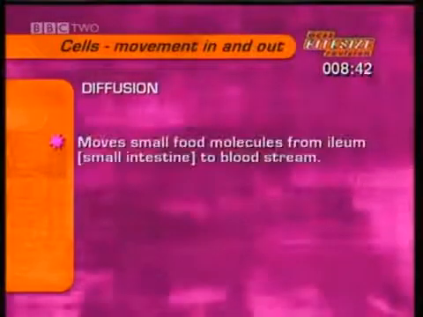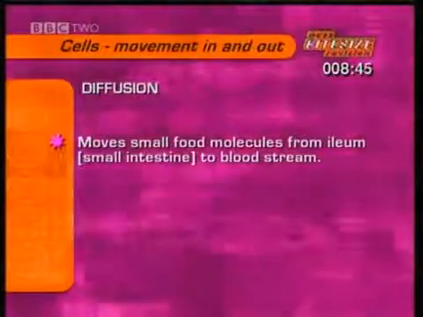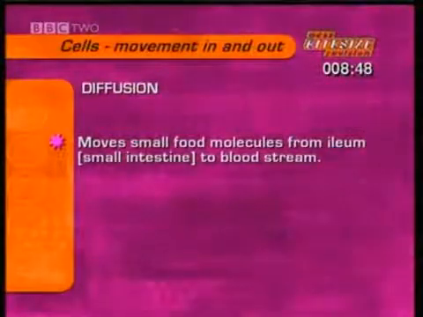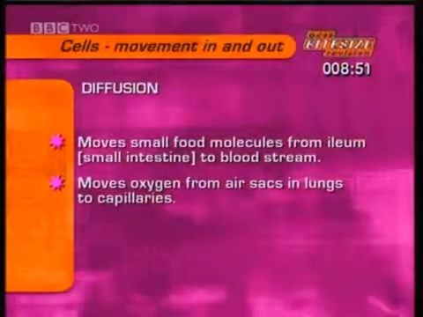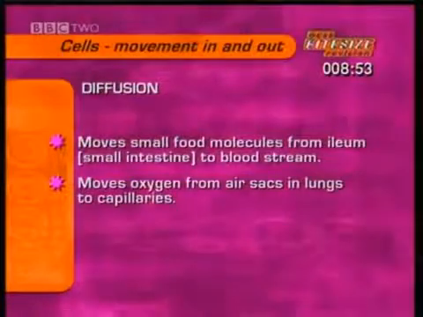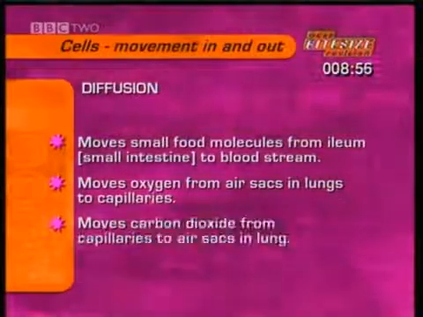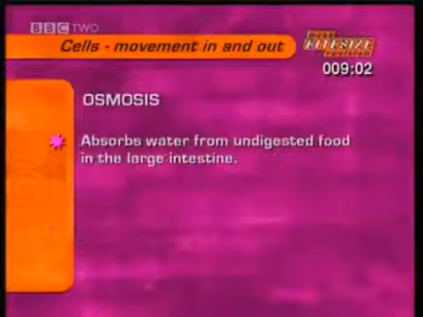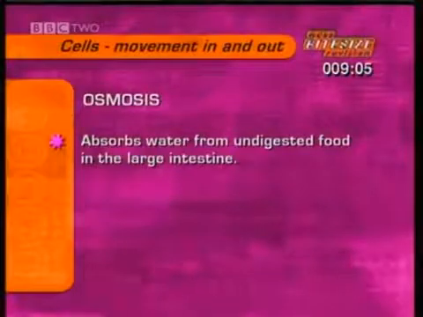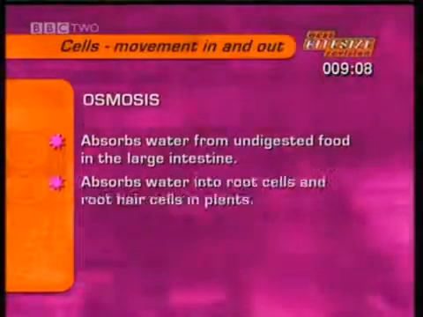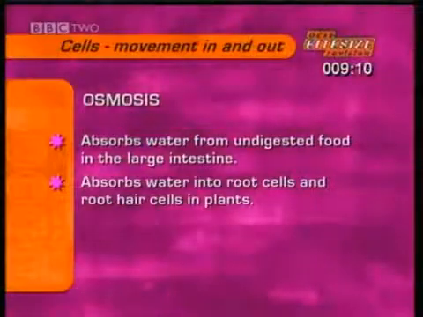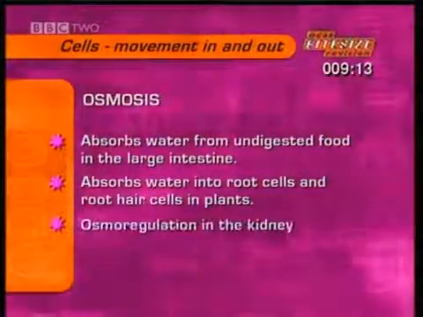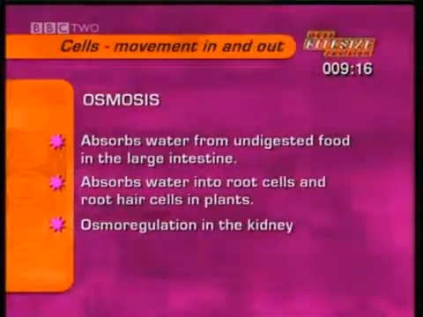There are many examples of diffusion and osmosis in the human body. For example, diffusion moves small molecules of digested food from the ileum, the small intestine, into the bloodstream. Diffusion also moves oxygen from the air sacs in the lungs to the capillaries, and moves carbon dioxide from the capillaries to the air sacs. Osmosis absorbs water from undigested food in the large intestine. Osmosis also absorbs water into the root cells and root hair cells of plants, and is involved in osmoregulation in the kidney.